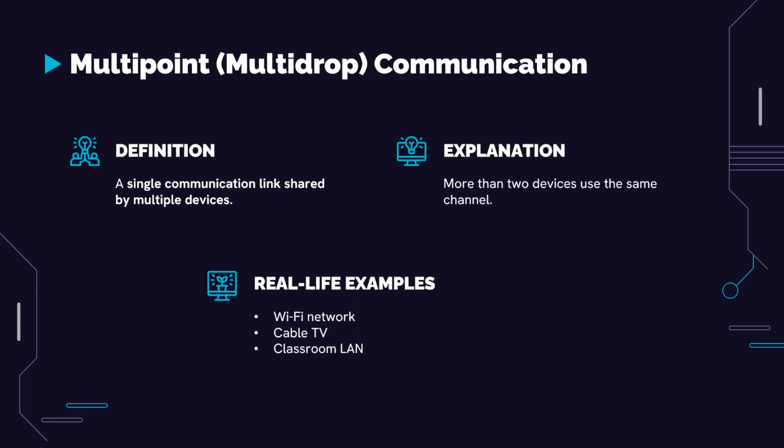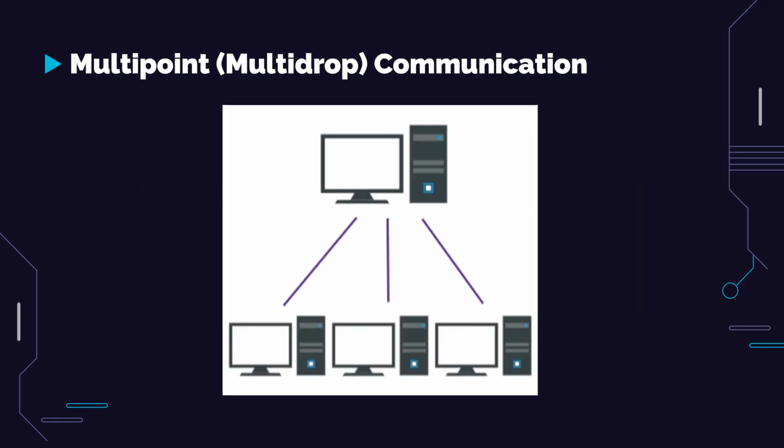In multi-point communication, a single communication link is shared by multiple devices, meaning more than two devices use the same channel. The real-life examples are Wi-Fi network, cable TV, and classroom lab. In a Wi-Fi network, many devices share the same wireless medium. This is multi-point communication, as you can see in the block diagram.